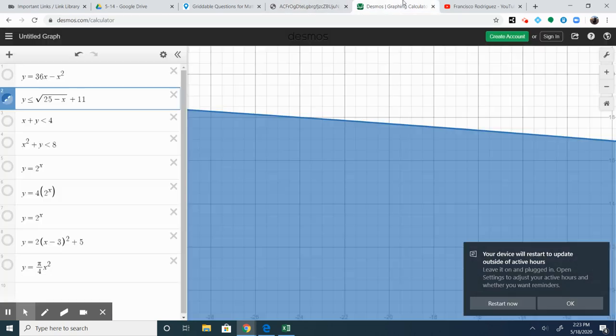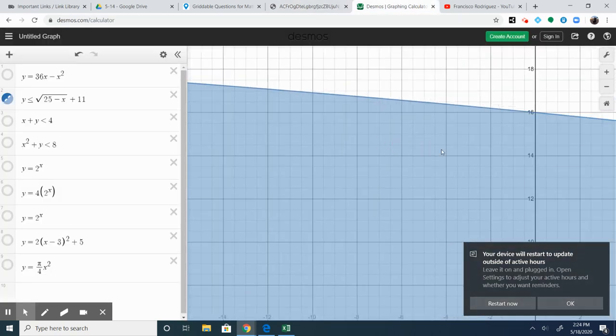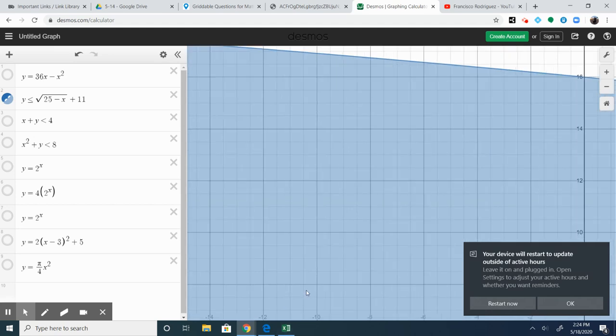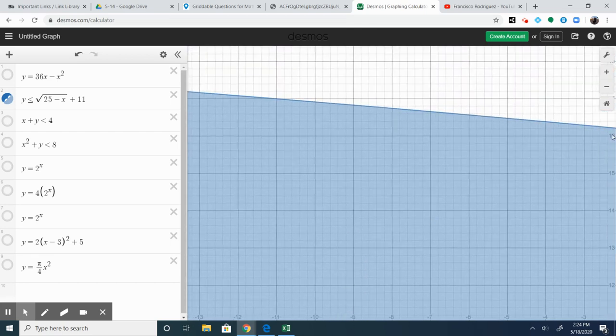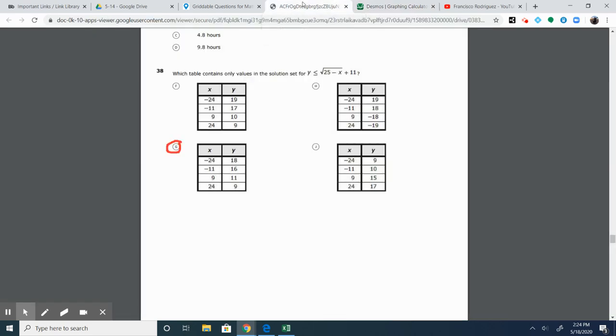Next, we have negative 11 and 16. So let's go down a little bit to where negative 11 would be at. There's negative 11 and 16, so we're going to go up. Negative 11 and 16 would be right here. So it's inside the shaded region, so that's also a solution.